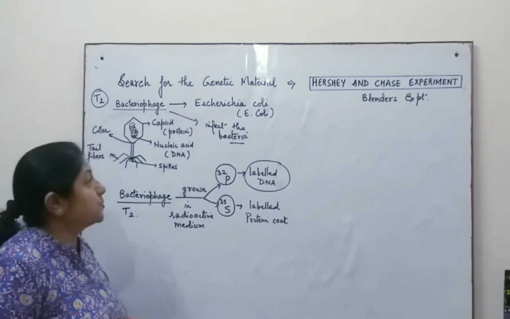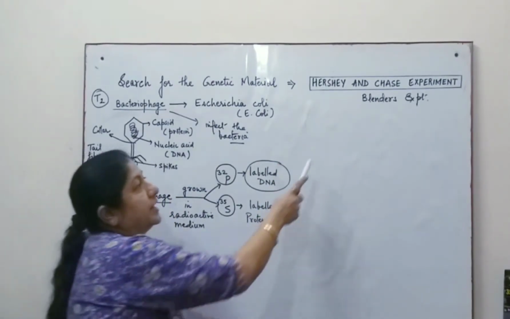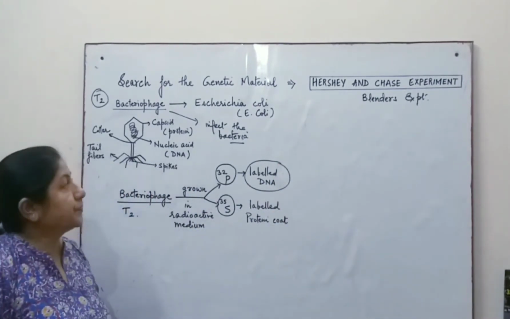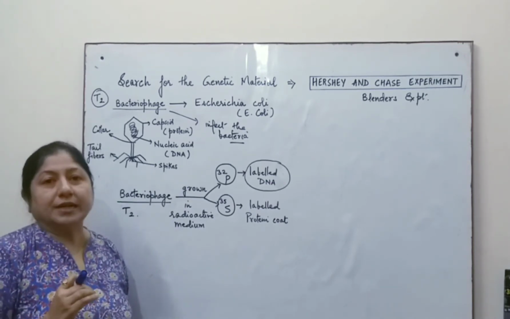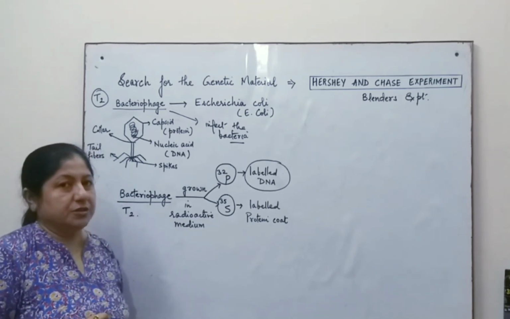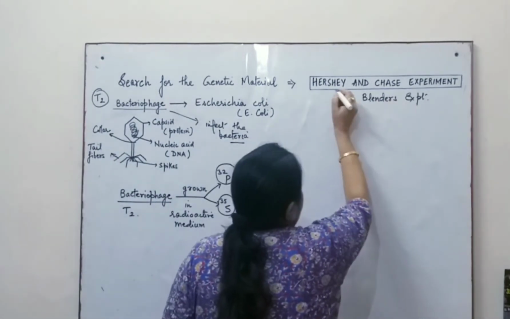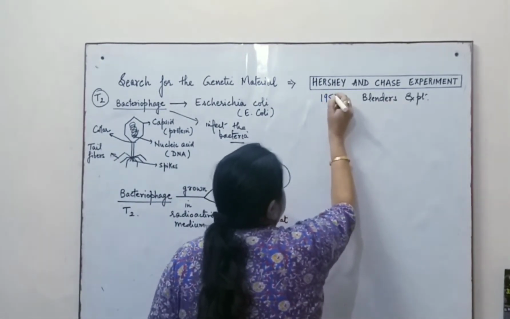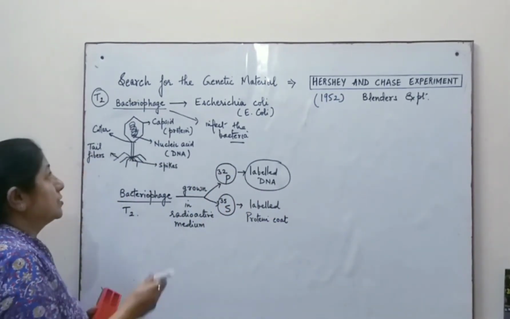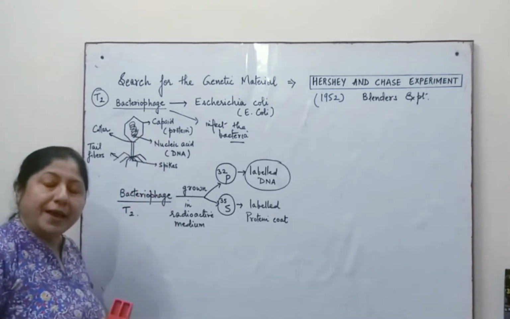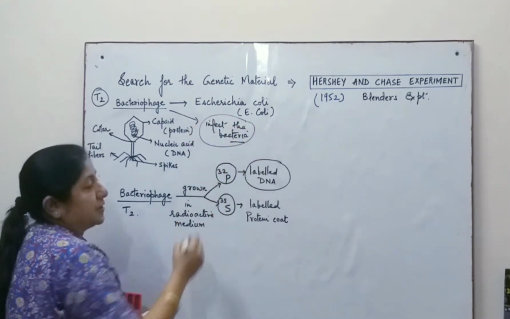Another very important experiment is the Hershey and Chase experiment, also called the Blender's experiment. This experiment proved that, undoubtedly, DNA is the genetic material. It was performed by Hershey and Chase in 1952. For their experiment, they took a bacteriophage. A bacteriophage is a virus that infects bacteria.